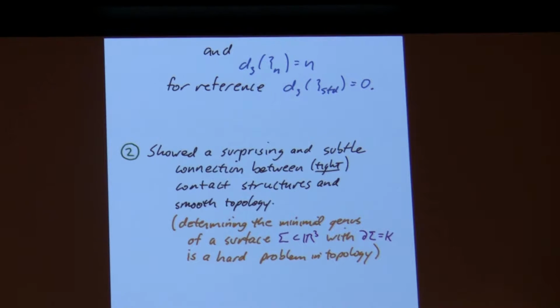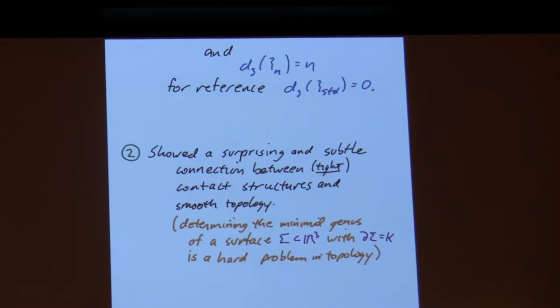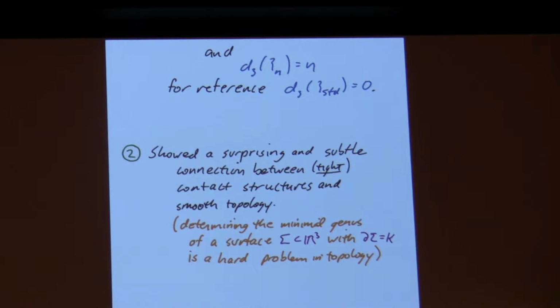I'm using a convention that actually gives you integers, which is much nicer from many perspectives. But anyway, for reference, the standard contact structure has D3 invariant equal to 0. And anyway, the second thing is part of a statement I started over here.